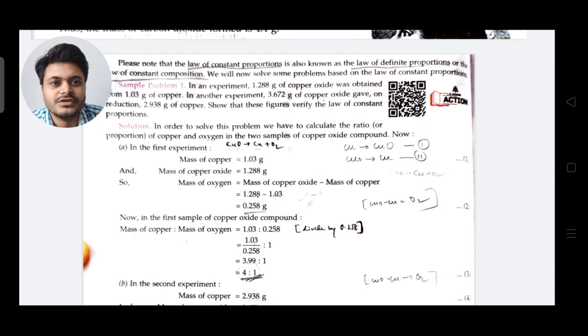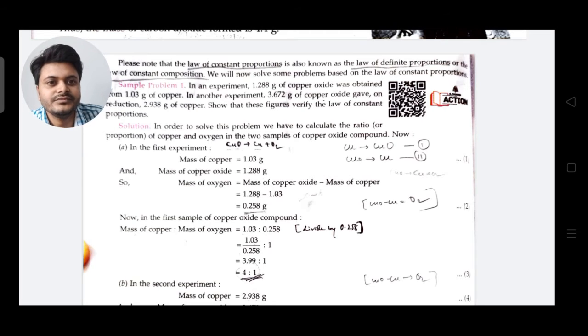Okay, that is equal to 1.288 minus 1.03, which is equal to 0.258 gram. Okay, so now in the first sample of copper oxide compound, mass of copper ratio mass of oxygen is equal to 1.03 ratio 0.258. So in the ratio it comes to 4:1.